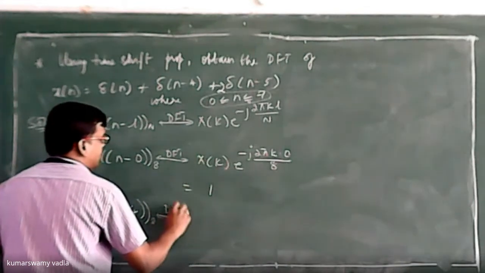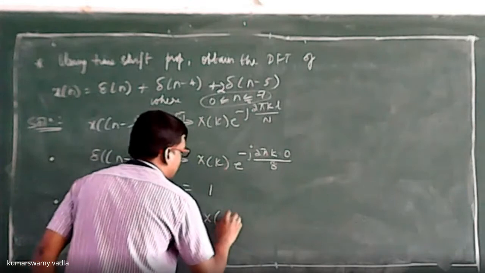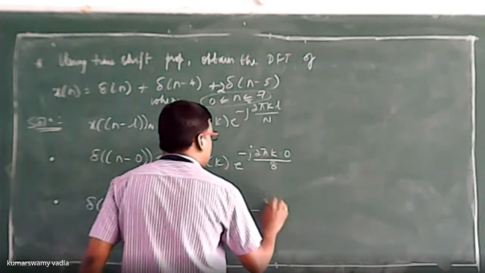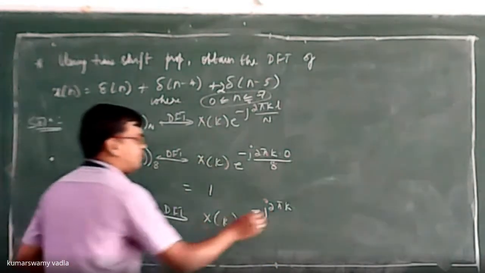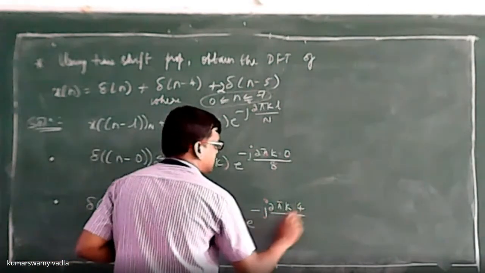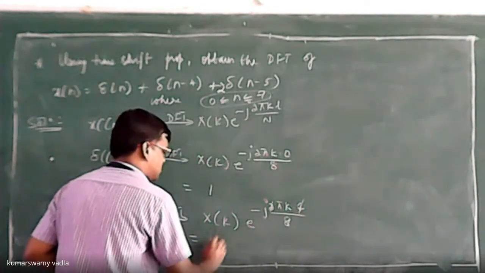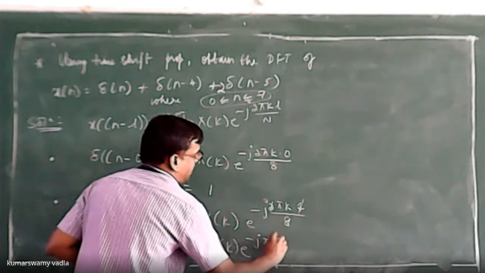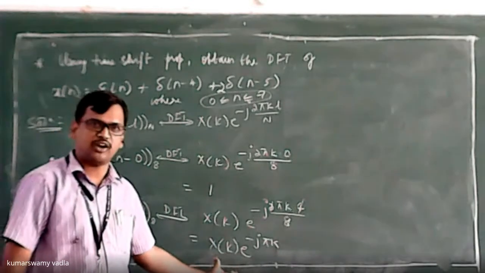Similarly, delta of n minus 4, of 8. What do you get here, friends? X of k e power minus j 2 pi k L divided by N. What is L here? 4. N is 8. So this is equal to X of k e power minus j pi k. Is everyone getting this point of discussion, friends?